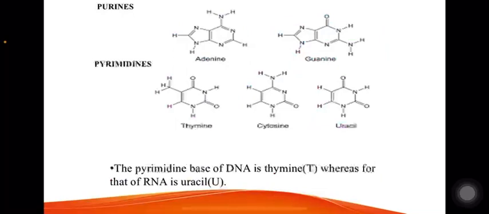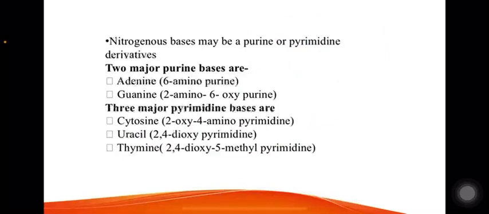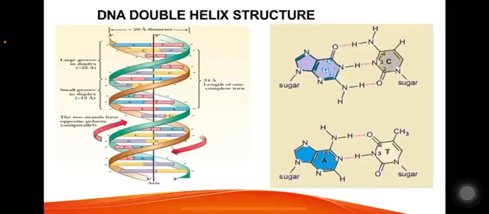The purines we find are adenine, that is 6-aminopurine, guanine, 2-amino-6-oxypurine. Pyrimidines are thymine, 2,4-dioxy-5-methylpyrimidine, cytosine, 2-oxy-4-aminopyrimidine, uracil, 2,4-dioxypyrimidine. As mentioned earlier, this is written down here.